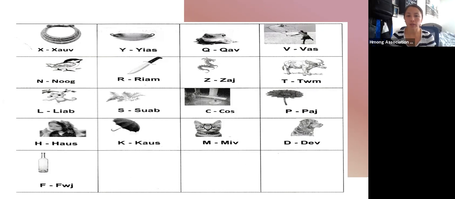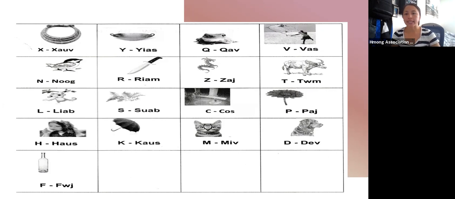C is a little different. It's not the same as English, because English C is k. So in Hmong they have yo, yo. Like two, yo is the ground rice. Okay, so yo, yo.